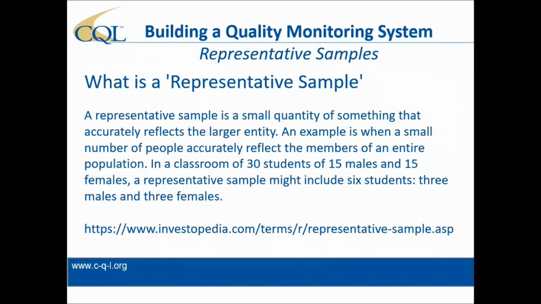So representative samples, essentially, this is looking at a small quantity of something to get an idea of what the entire population looks like. So the example here, in a classroom of 30 students of 15 males and 15 females, a representative sample might include 6 students, 3 males and 3 females. So in this example, they're using a representative sample of 20%. And it's representative of the population because 3 of those students are males and 3 of those students are female.